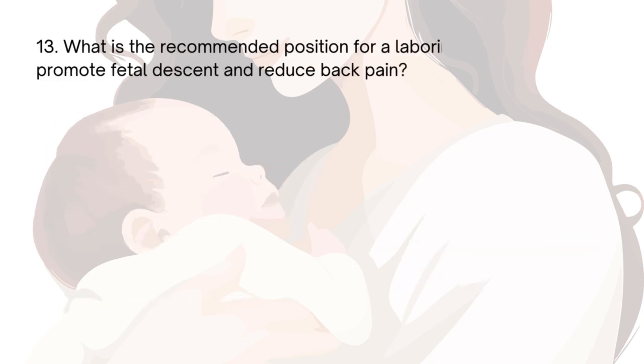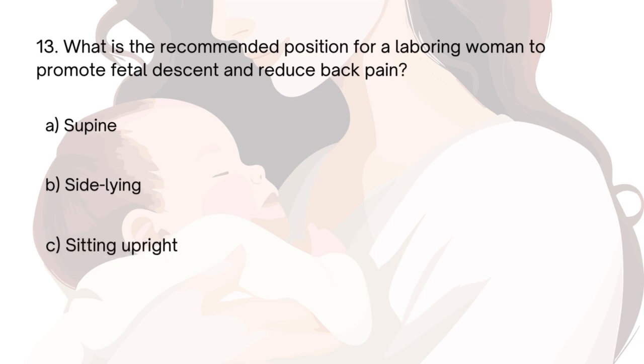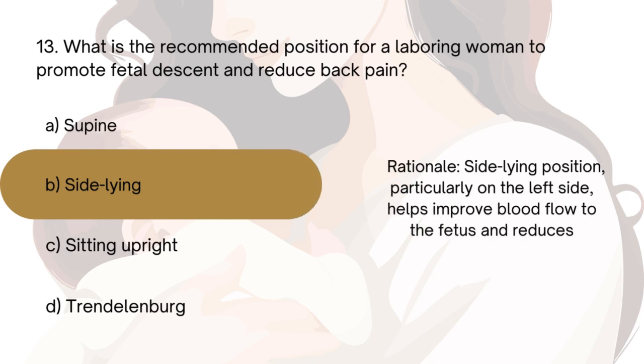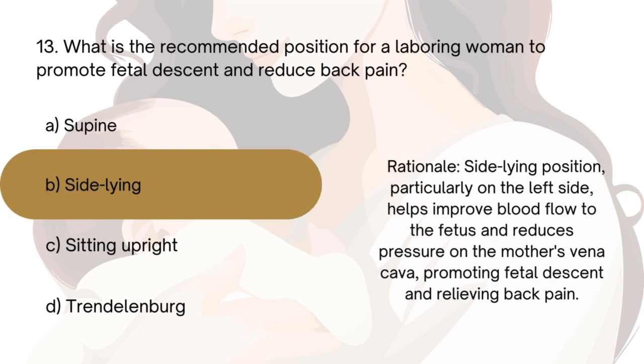13. What is the recommended position for a laboring woman to promote fetal descent and reduce back pain? A. Supine. B. Side-lying. C. Sitting upright. D. Trendelenburg. Rationale: side-lying position, particularly on the left side, helps improve blood flow to the fetus and reduces pressure on the mother's vena cava, promoting fetal descent and relieving back pain.